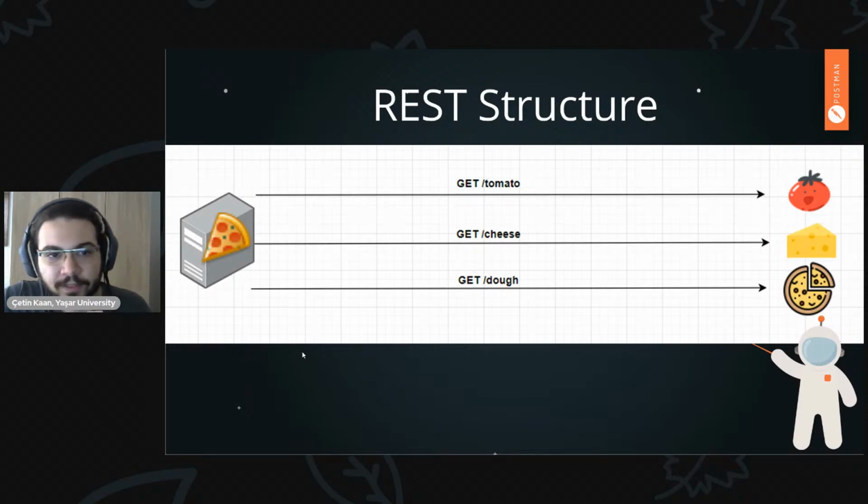I specifically wanted to add this because GraphQL solves an important thing that REST cannot. As you can see, we can't get all of them in this example with one request. We need to make 3 requests, and GraphQL can solve this. Now, this is how REST works.